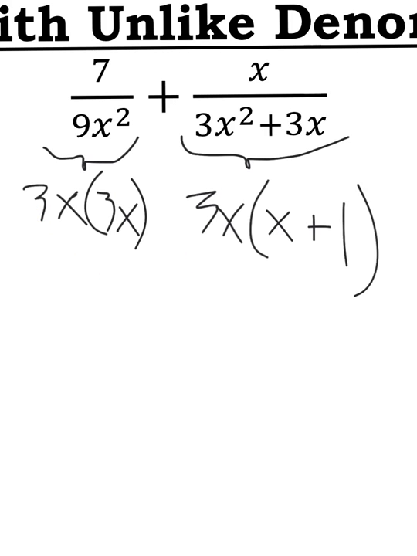Okay? So we're going to try and find the least common denominator. This one has two 3x's. This one only has one. So that means I'll have to add in a 3x on that one. And then this one has an x plus 1 that this one doesn't have. So that means this fraction will have to add in an x plus 1. So let's take a look at what that's going to look like.